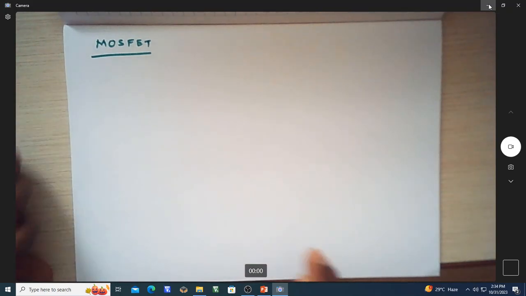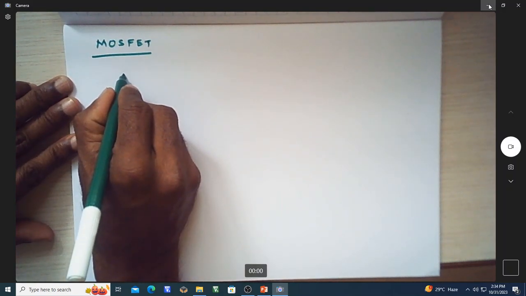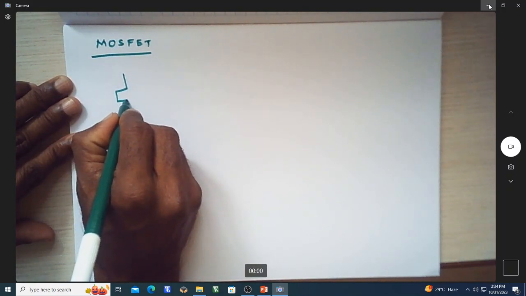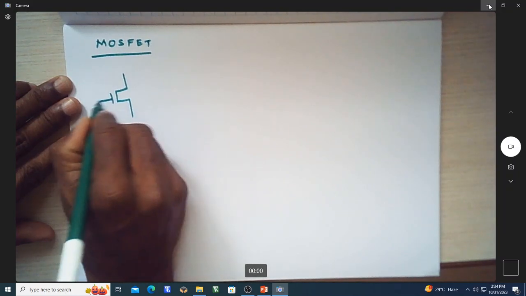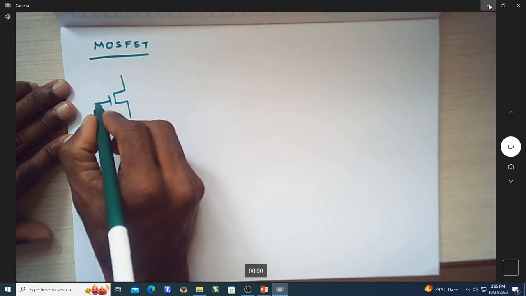Hi, in this video we'll see the simulation of MOSFET devices. So we'll see the IV characteristics of the MOSFET. We know a MOSFET can be represented using this symbol. It will have four terminals actually.